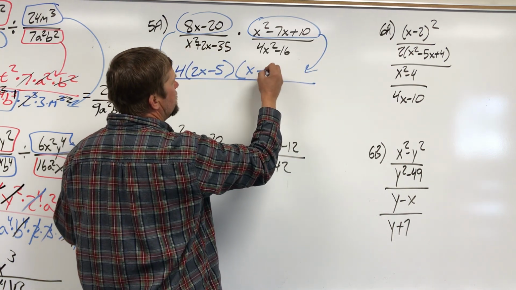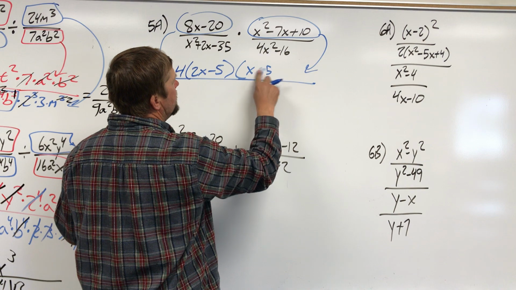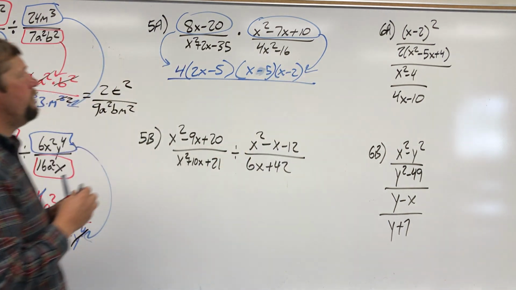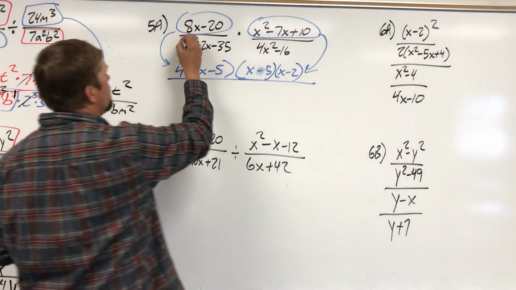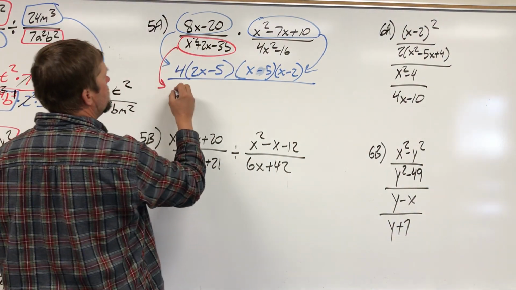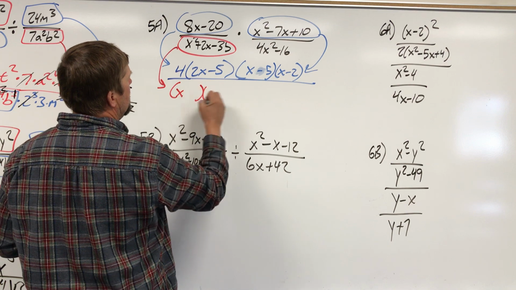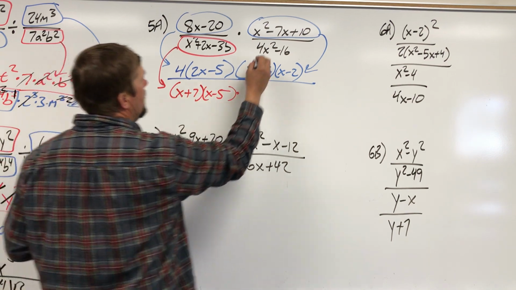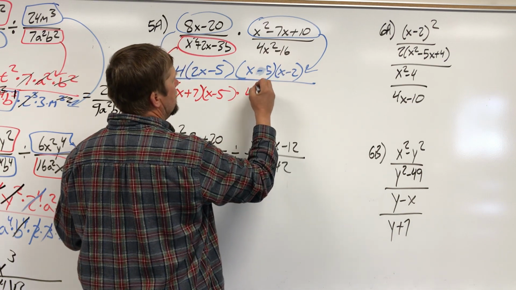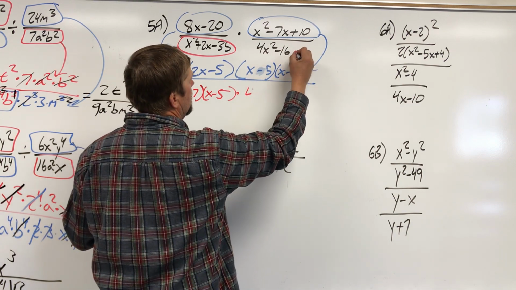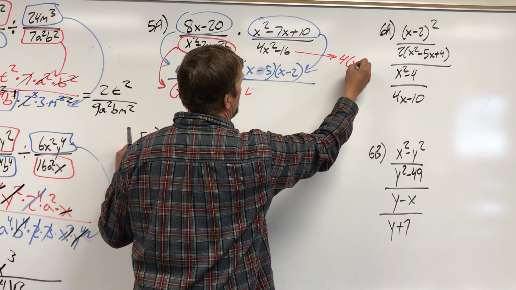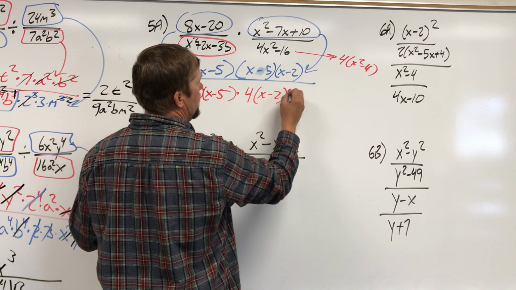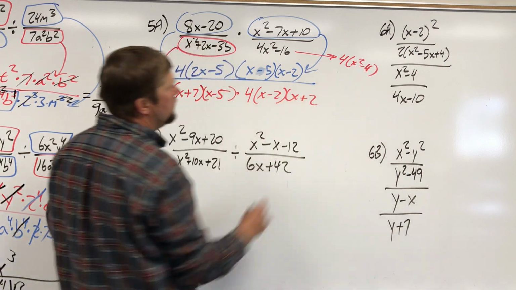That leaves me with x plus 5, minus 5, and x minus 2. This one stays on the bottom over here, so it's x and x plus 7 minus 5. And then this one I can take out a 4. Let's do that right here. Take out a 4, I get x squared minus 4. So it's a 4, an x minus 2, and an x plus 2, because that's a difference of 2 squares.